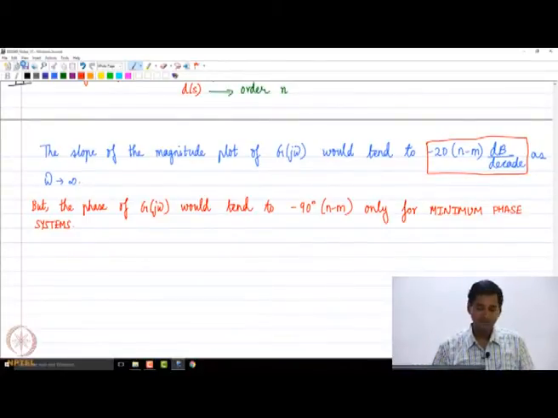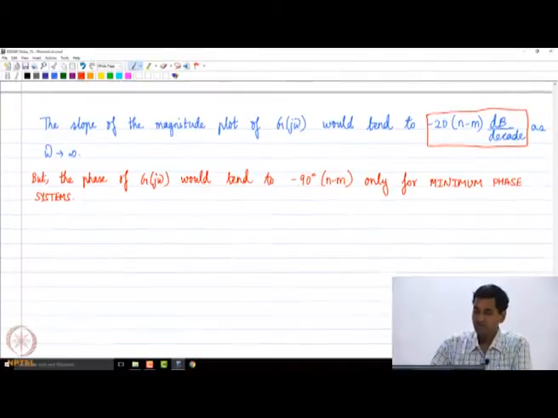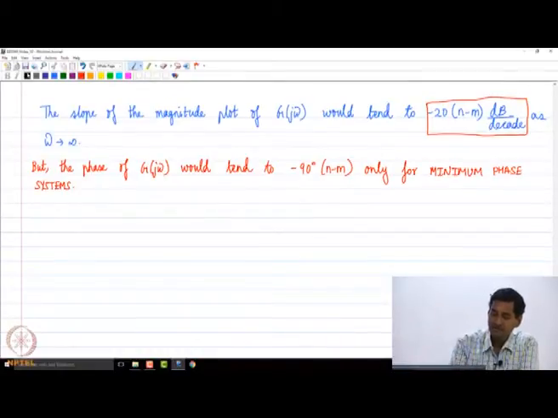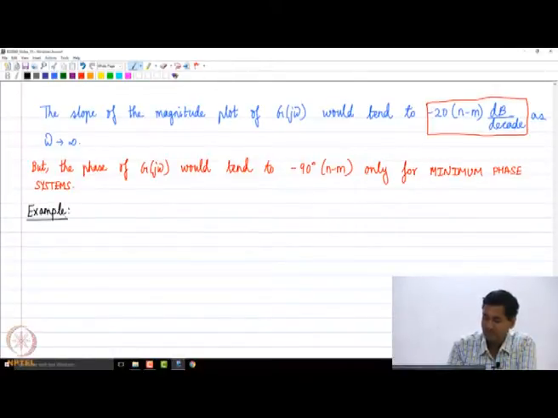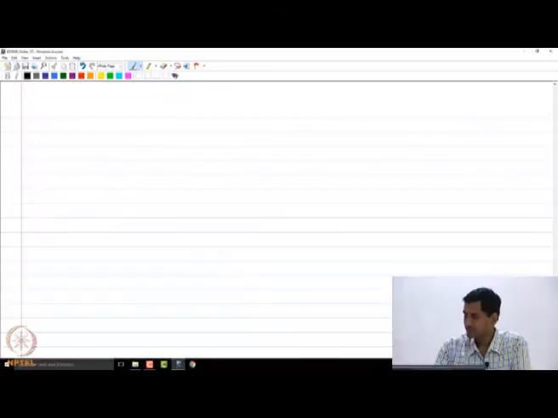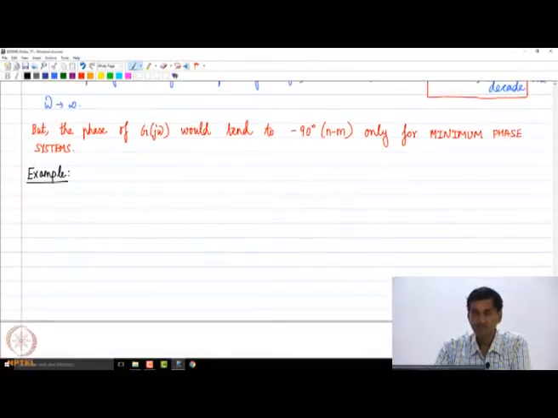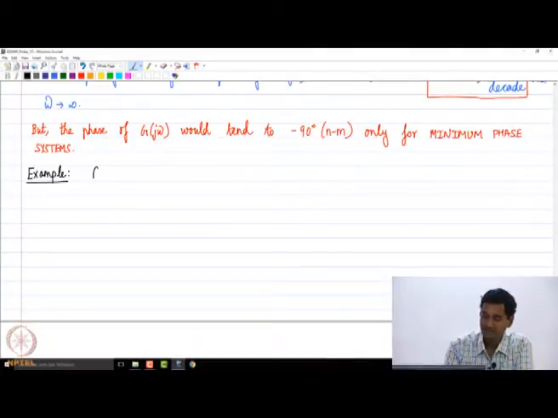So that's something we will do later on, fine. So let's now do one example today, where we construct the Bode plot of a transfer function from start. This will illustrate the entire process, as to how to construct the magnitude plot and the phase plot.